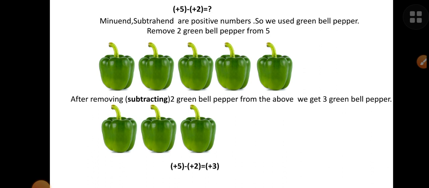First case: minuend and the subtrahend both are positive numbers or positive integers. So we use green bell pepper, because both the minuend and the subtrahend are positive numbers. Green bell pepper indicates positive numbers.